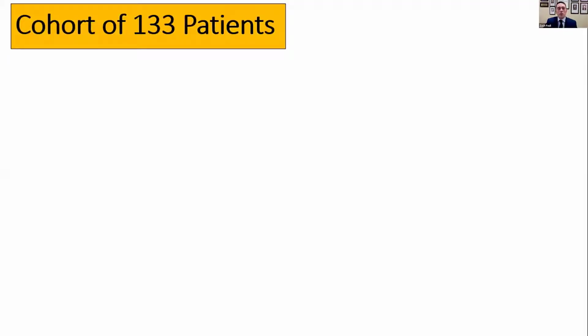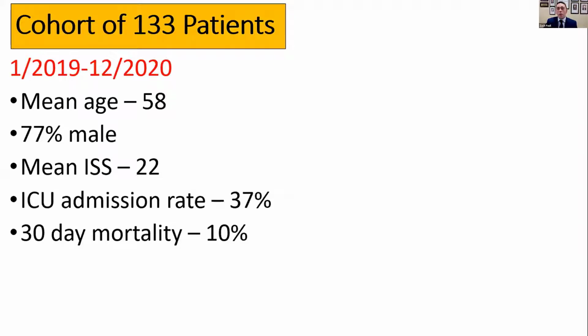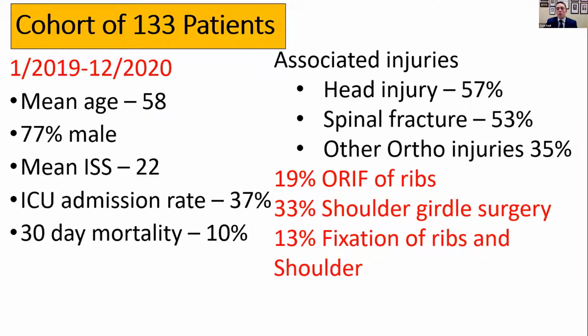So we looked at 2 years worth of data at our trauma center, and we came up with 133 patients that met our inclusion criteria, which were ICD-9 codes for any of those injuries and having a combination shoulder and chest injury. So the mean age of our patients is 58. Most of them were male. I guess they're out there doing stupid stuff. Their mean ISS was 22, an ICU admission rate of 37%, and a 30-day mortality of 10%, which we thought was pretty significant.